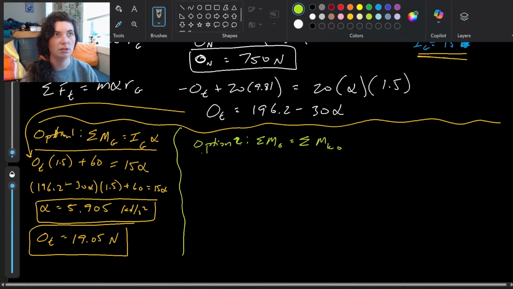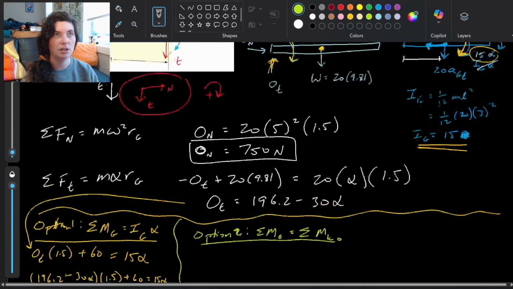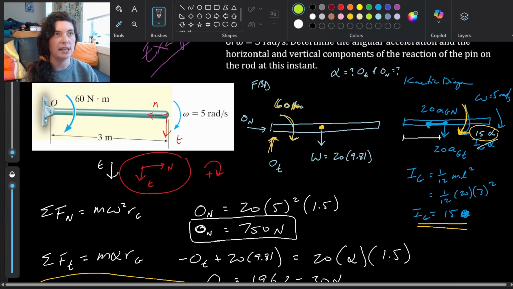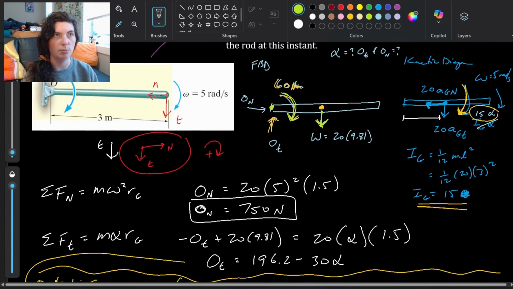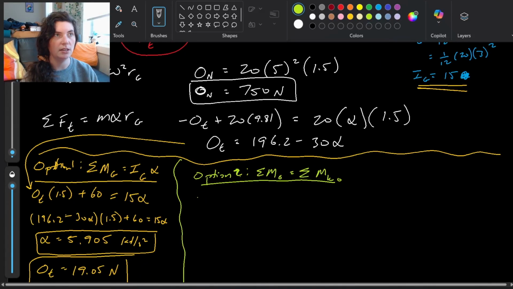Right, so our option 2 is if I want to take a moment about O right here, it means I don't need ON, I don't need OT. I do need the 60, and I also need W. Right now, W is causing a moment. So I'm going to end up with 60 plus the weight, which was 20 times 9.81 times its distance away from O, which was 1.5.